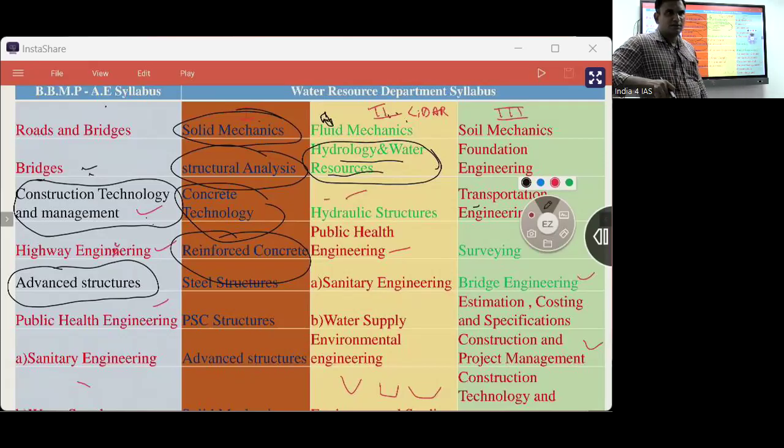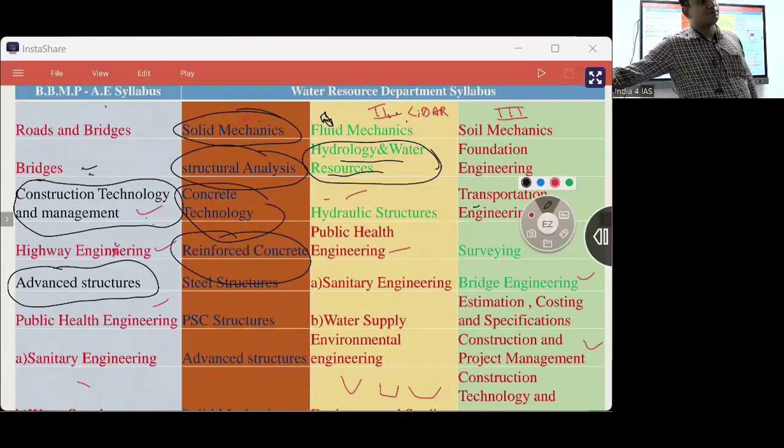Leveling is there. In leveling, small things he might ask. For example, what is the least count of leveling staff? 5 mm or 0.005 meters. So what is the least count of prismatic compass? See, 20 seconds. This is the major mistake we will do. Prismatic compass least count is 30 minutes, not in seconds. Compass will never be in seconds. It will be in minutes.